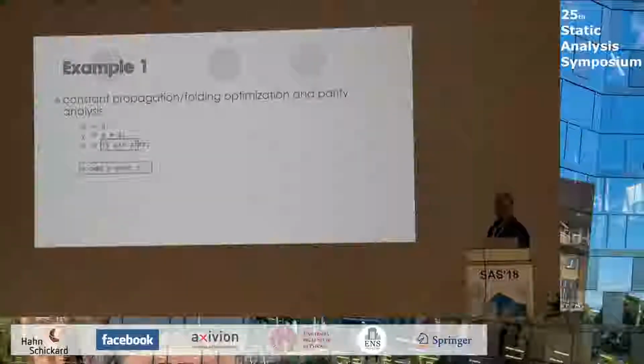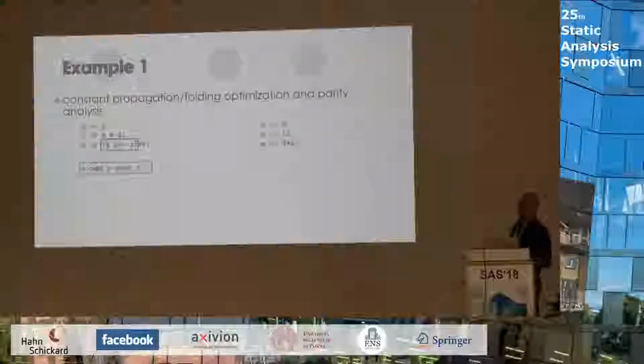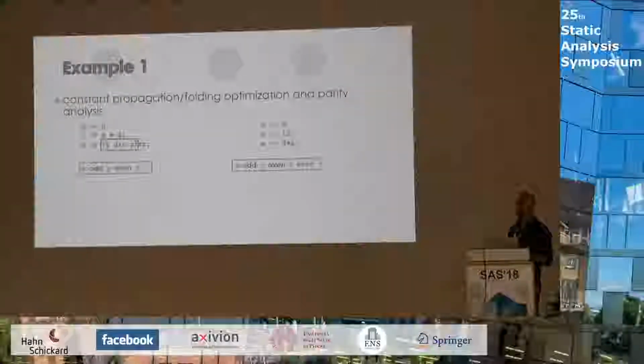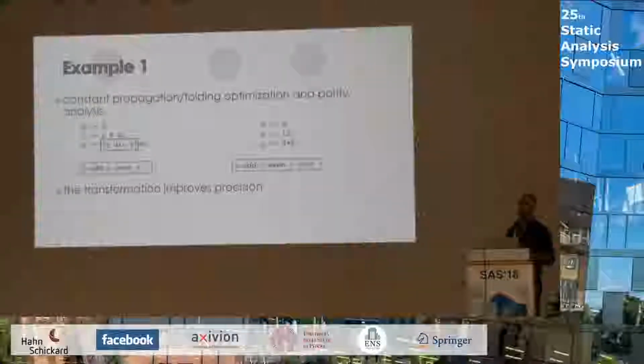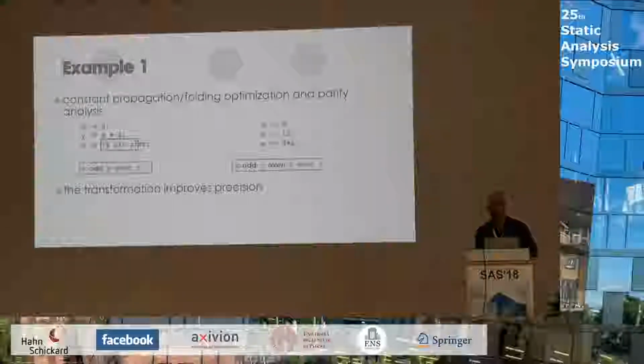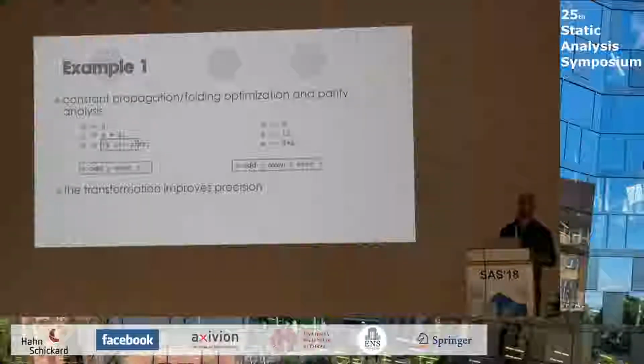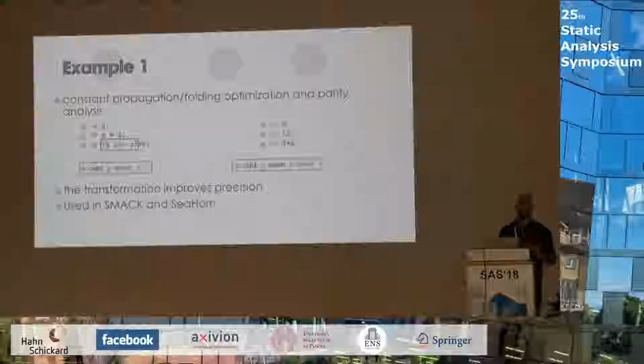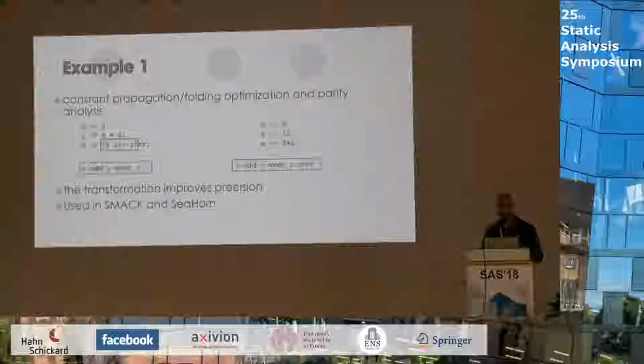But if you run the constant propagation, we're going to get the following program where the call to the division operation has been replaced with the number 4. Now, the parity analysis will easily conclude that z is an even number. So in this particular case, the transformation actually improved the precision of parity analysis. And what's interesting is that some program verification tools such as SMACK and SeaHorn use constant propagation among other analyses to transform the input program and then run the verification engine.